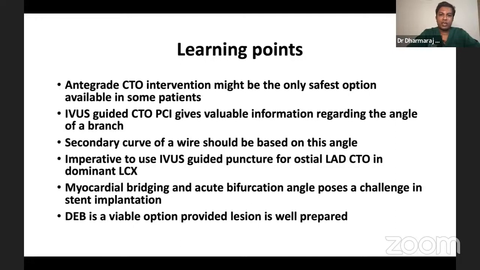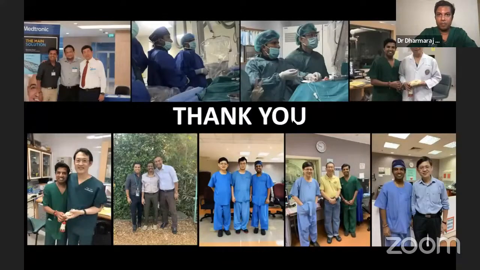And myocardial bridging and acute bifurcation angle pose a great challenge in stent implantation. And in these patients, DCB is a viable option, provided the lesion is well prepared. And with that, ladies and gentlemen, I thank you very much for listening to me. Thank you.